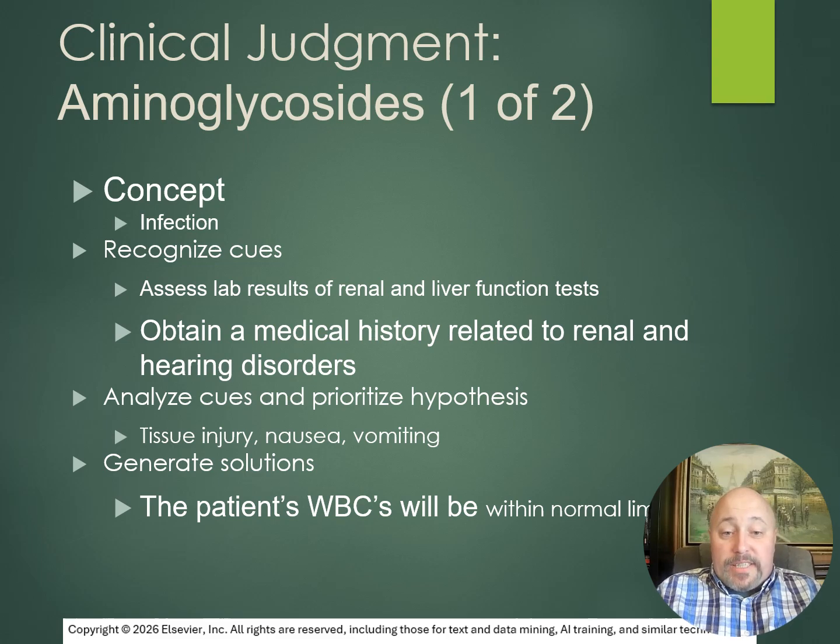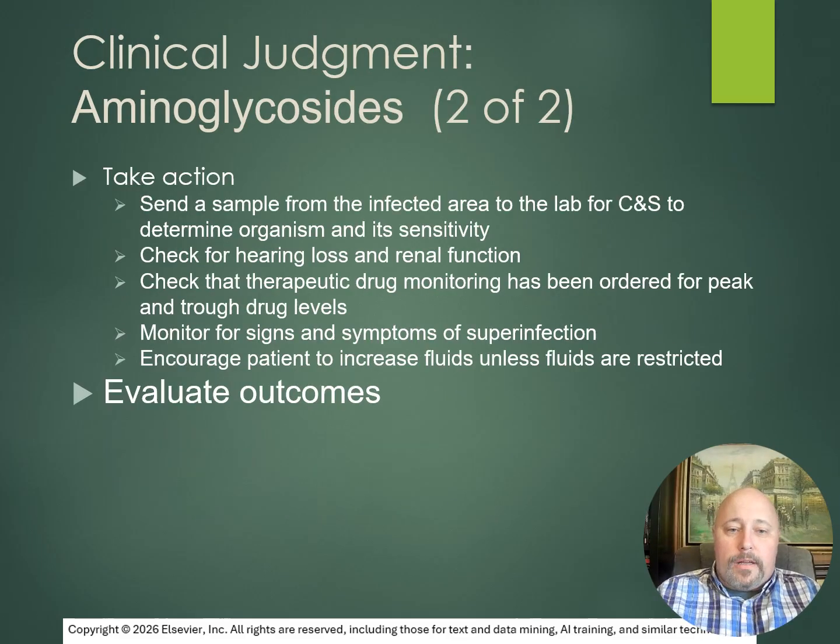We want to carefully assess lab results of all renal and liver function tests and obtain a thorough medical history related to any renal and hearing disorders the patient may have previously had. We also want to take action. Send a sample of the infected area to the lab for culture and sensitivity. Carefully assess for any hearing loss and renal function, and check that the therapeutic drug monitoring has been ordered for both peak and trough drug levels.